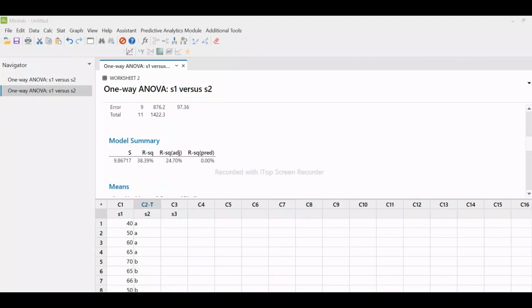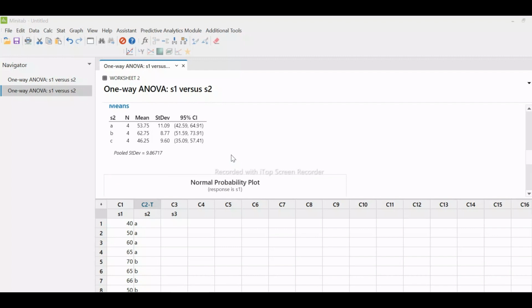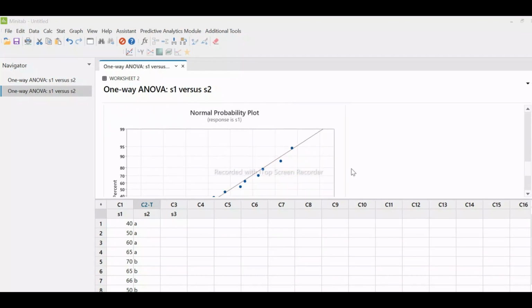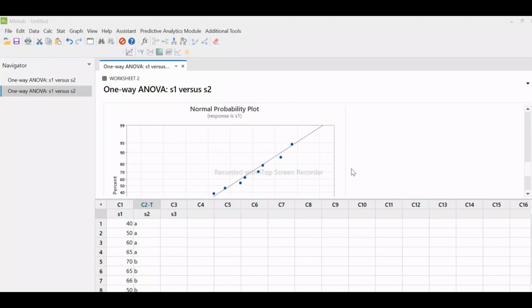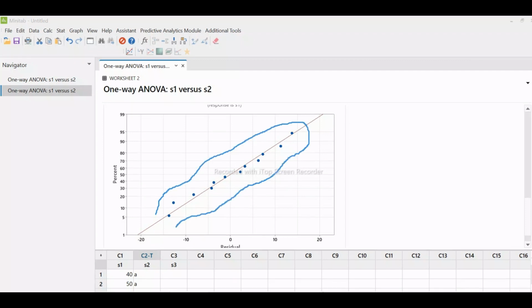And for further details, we have the S value here, R-square value here, and adjusted R-square, etc. Then we have summary statistics, means, standard deviations. At the last, we have the graph of the normal probability plot, and because all the observations are on the line, we say the data is normal.